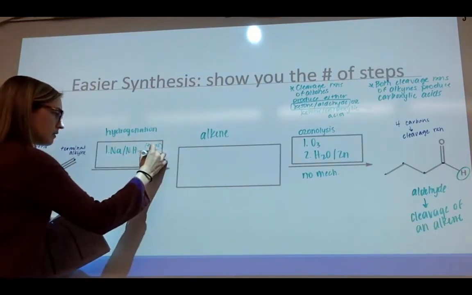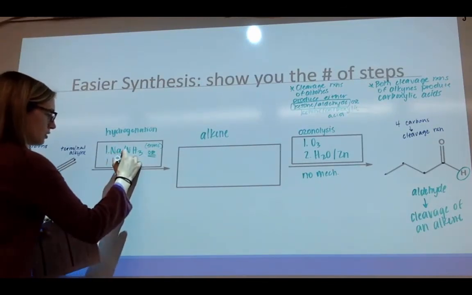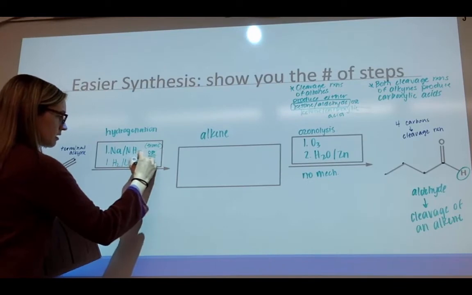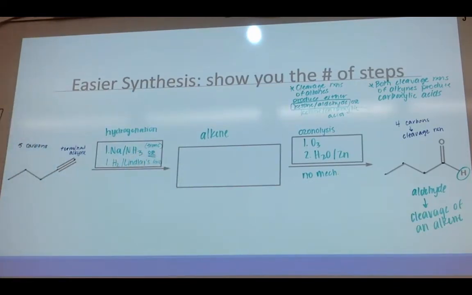Or, I'm going to put or here. You could use H2 and Lindlar's catalyst. That produces a cis alkene. Whichever one you pick is fine, but obviously make sure if you're picking the cis that you're showing it in a cis stereochemistry.